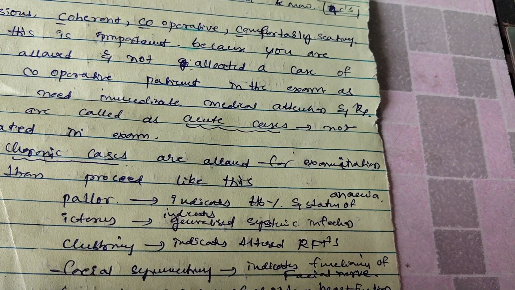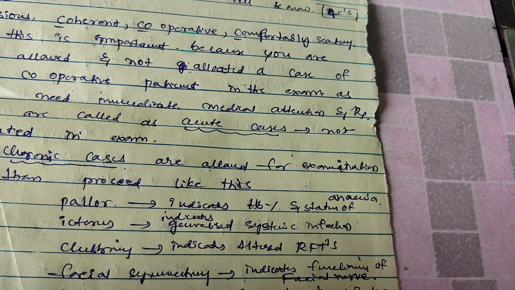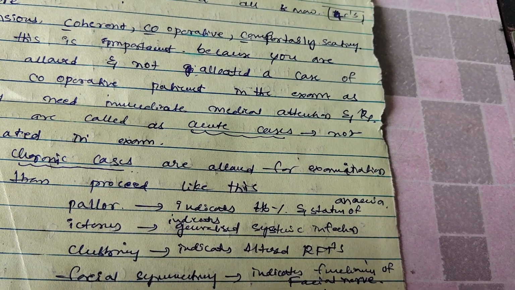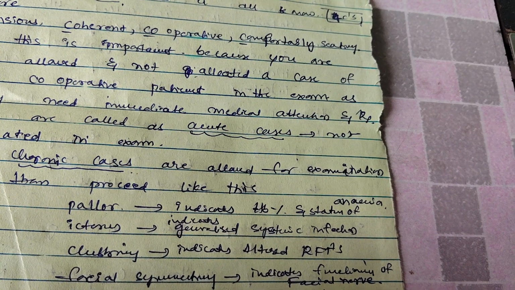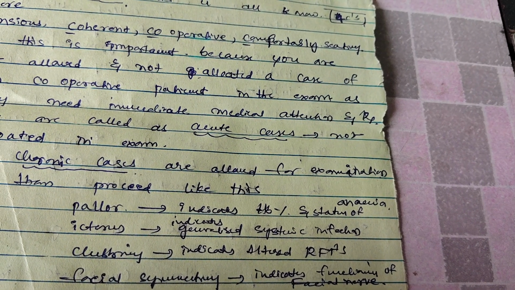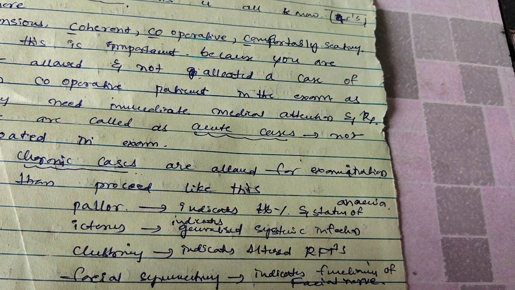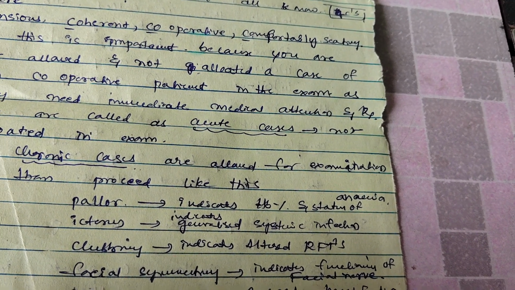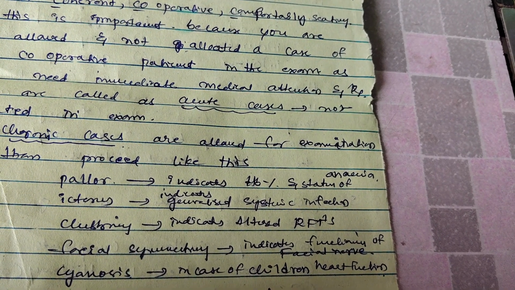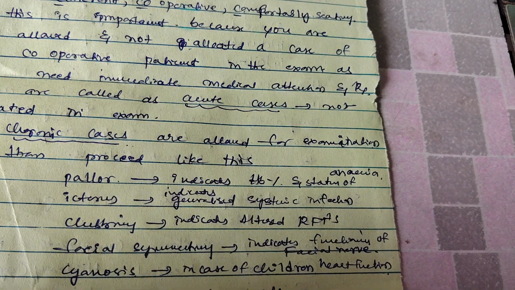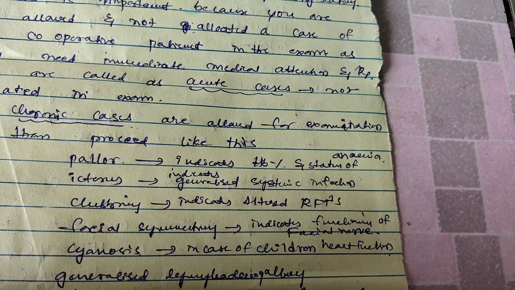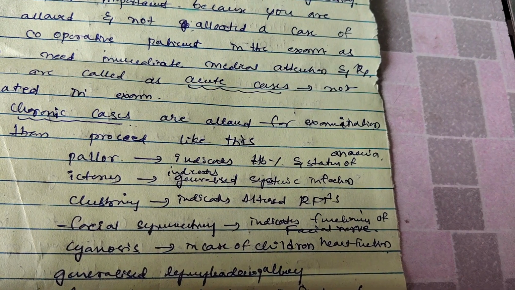If the facial nerve is affected in traumatic conditions or any ear conditions like acute attic diseases or atticoantral diseases, the patient will lose facial symmetry. That's why facial symmetry is important. Then comes cyanosis. In children, cyanosis indicates heart function. And generalized lymphadenopathy is important.